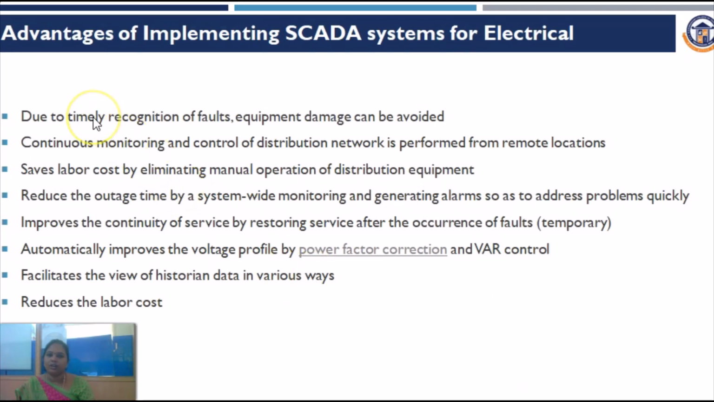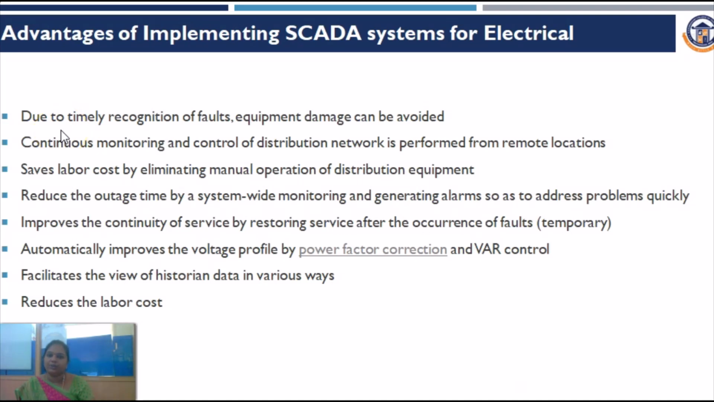So what are the advantages? We can see the three categorizations of automation using SCADA in substation equipment. Now, what are the advantages of these implementations in SCADA systems for electrical?